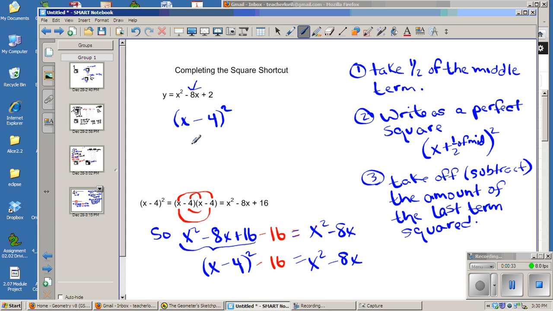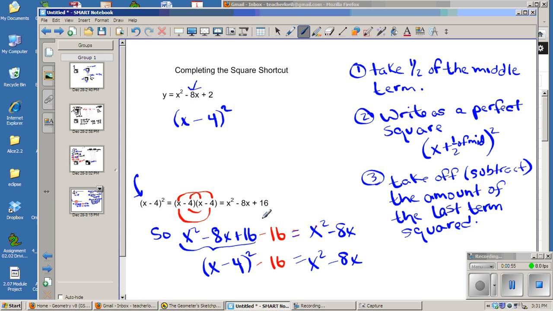But now remember, x minus 4 squared, if you look down here, x minus 4 squared is really x minus 4 times x minus 4, which is x squared minus 8x plus 16. If you use FOIL, you'll get x squared minus 8x plus 16.